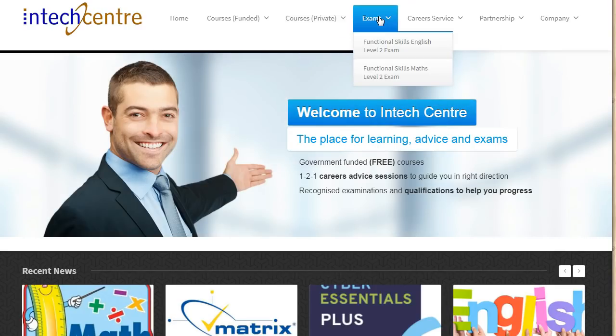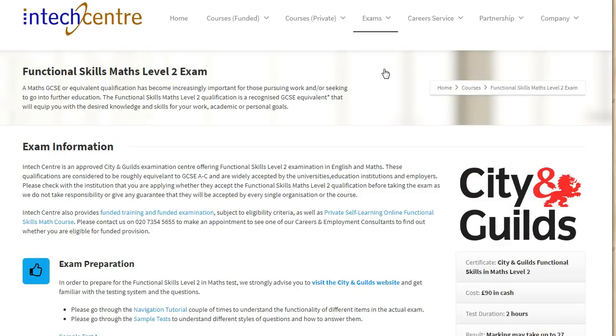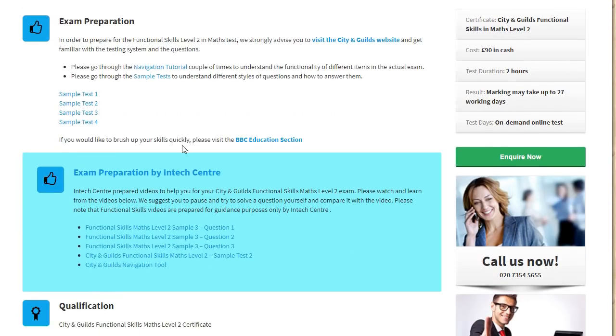Also now we are going on to the exam page, the exam preparation, so that we can look at the sample paper number 2 at level 2. On this page you will find information about the exam preparation. Please do not forget to attempt the navigation tutorial at least a couple of times so that you familiarize yourself with the tools provided in order to create charts, tables and to draw on a scale diagram.